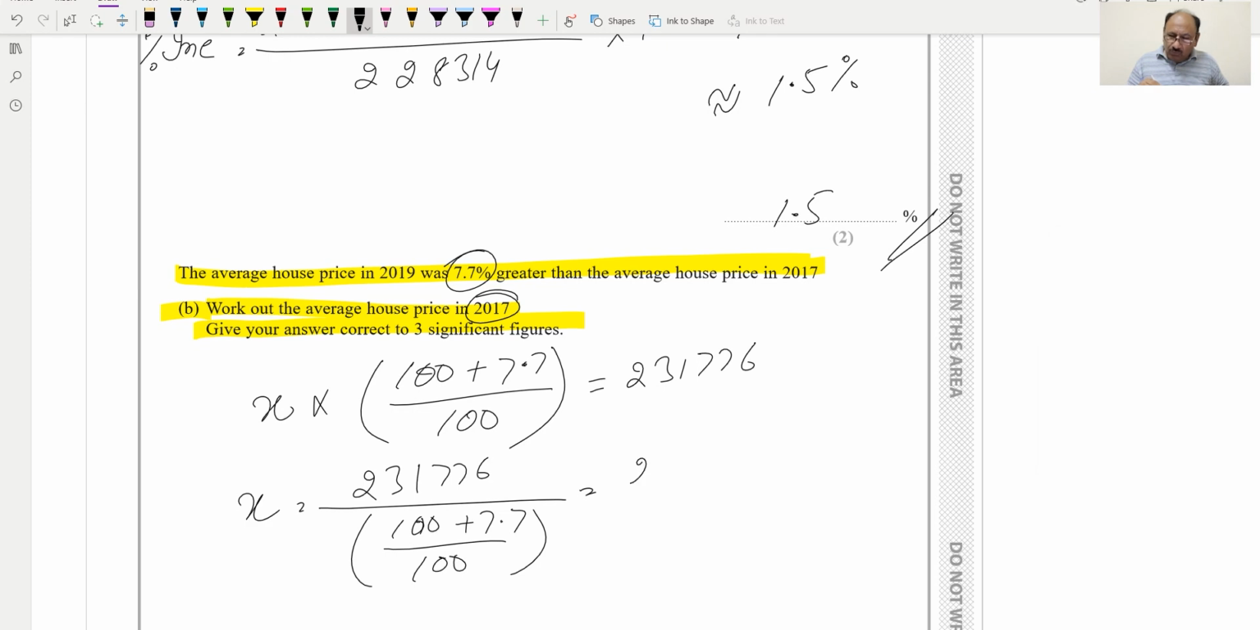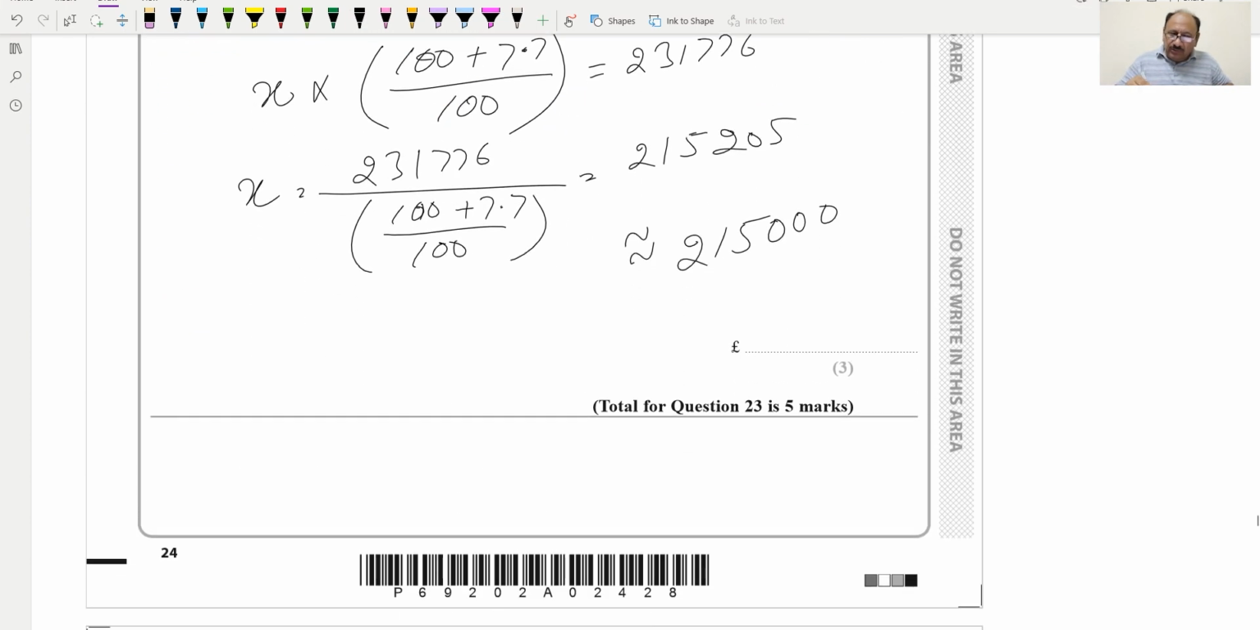215,205, and they are saying 3 significant figures. So we can write up to 3 significant figures. We will have to remove from these, as these are 3 significant figures. So we can write 215,000. This will be up to 3 significant figures, and our answer will be 215,000, and this is for a 3 marks question.